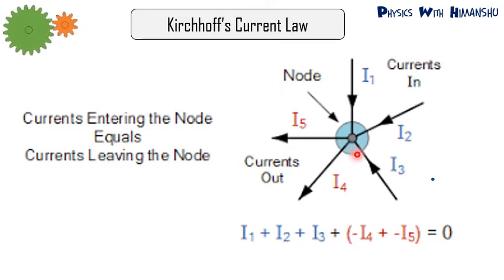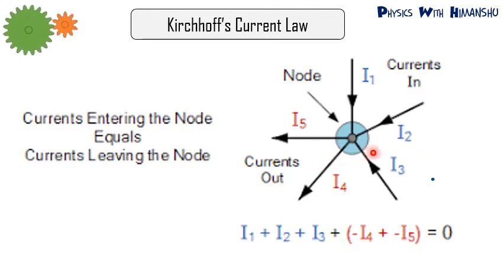Since charges can never accumulate, it means the total incoming charges will be equal to total outgoing charges. So Kirchhoff's current law says that current entering the node equals currents leaving the node. So total incoming current will be equal to total outgoing current. By sign convention, we can take the incoming current to be positive and outgoing current to be negative. But remember, why is Kirchhoff's current law applicable? Because charges can never accumulate at any point in a circuit. So total charge coming at a point will be equal to total charge leaving from that point. It means total current arriving at a point will be equal to total current leaving that point.